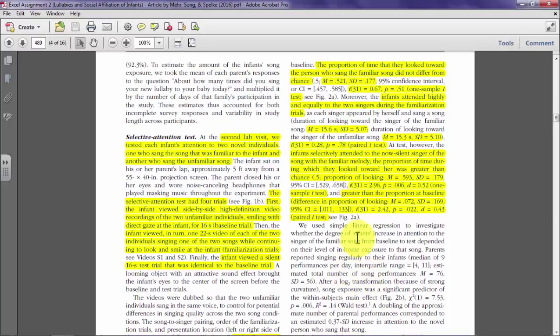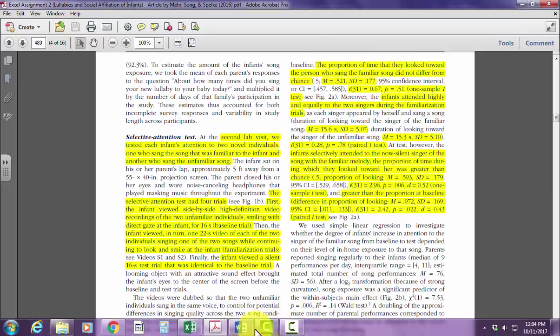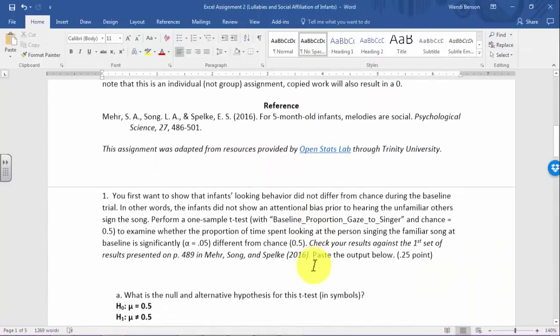So we're going to use Excel to recreate this results section. And notice the APA style here. If you're ever asked to recreate a results section APA style, this is a really good template to use, and you'll see how the output aligns with this write-up right here. So let's jump back into the assignment.